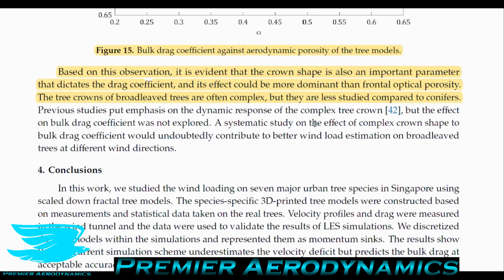So finally, they say, based on this observation, it is evident that the crown shape is also an important parameter that dictates the drag coefficient, and its effect could be more dominant than frontal optical porosity. The tree crowns on broad-leaved trees are often complex, but they are less studied compared to conifers.